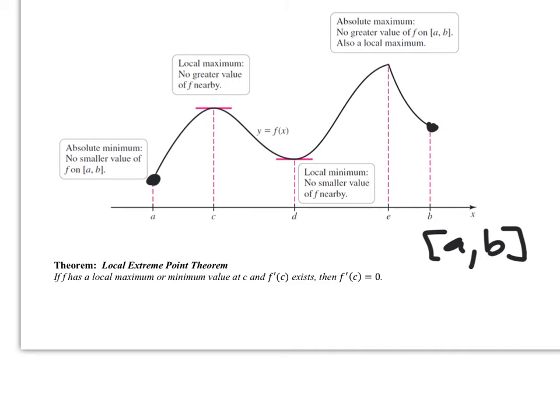Local extreme point theorem: if f has a local max or min value at c, then f prime of c exists and f prime of c equals 0. Basically, here at our max value or here at our min value, the derivative will equal 0. But that doesn't mean that every time the derivative equals 0 that it's a max or a min, right? We have to have a change in concavity, right? So here we would have concave down. So the derivative will equal 0 at a max or a min.